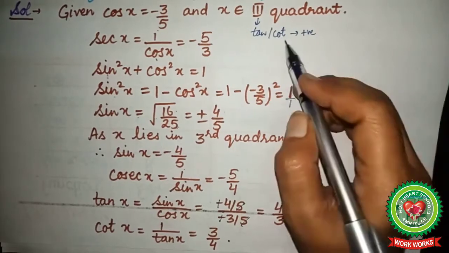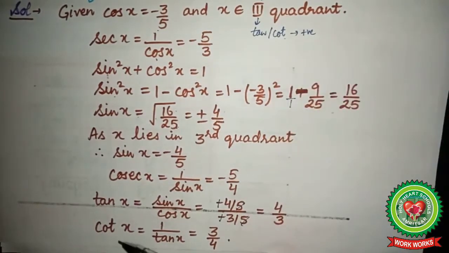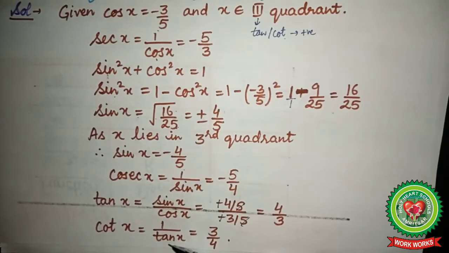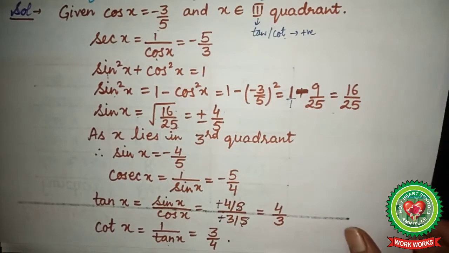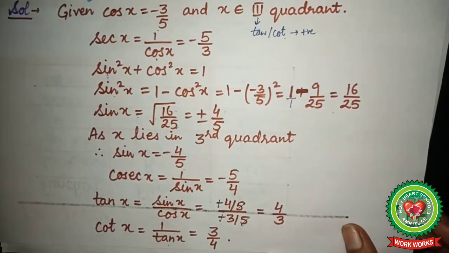So it is a positive value. Similarly, cot x is the reciprocal of tan. So 1 upon tan, the answer is 3 by 4. Now, let's take one more example based on the quadrants.